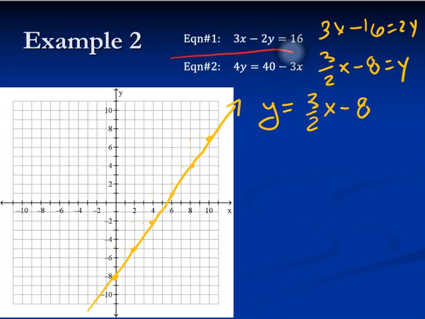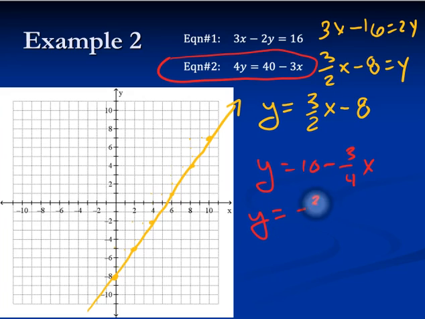For equation number 2, I'll divide everything by 4. That gives me y equals 10 minus 3/4 x. If we want it in y equals mx plus b form, I'll just use the commutative property to rearrange the terms. Now I see I start at 10 because that's the y-intercept. Because it's negative 3/4, I'll go 3 down, 4 to the right, and repeat. Here's our intersection point, and that occurs at the point 8, 4.